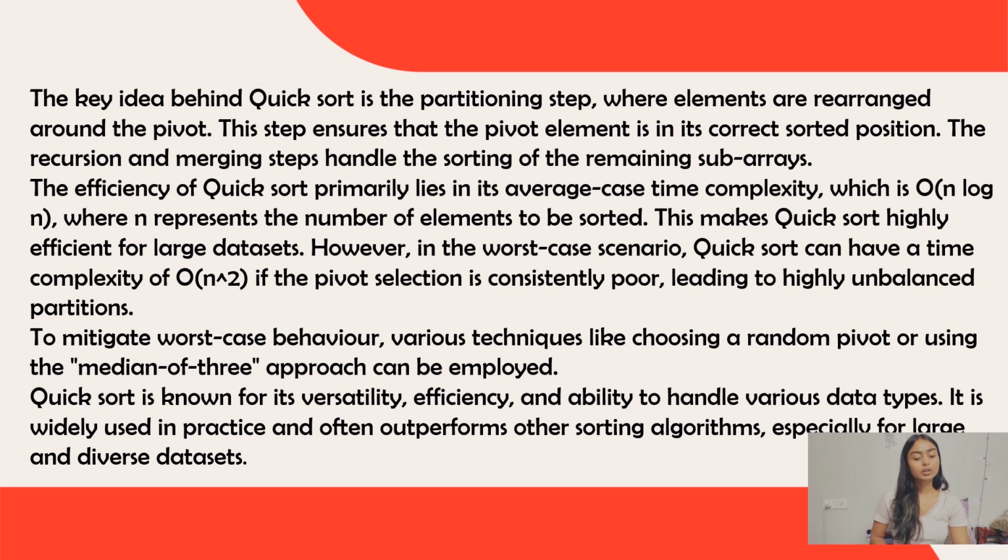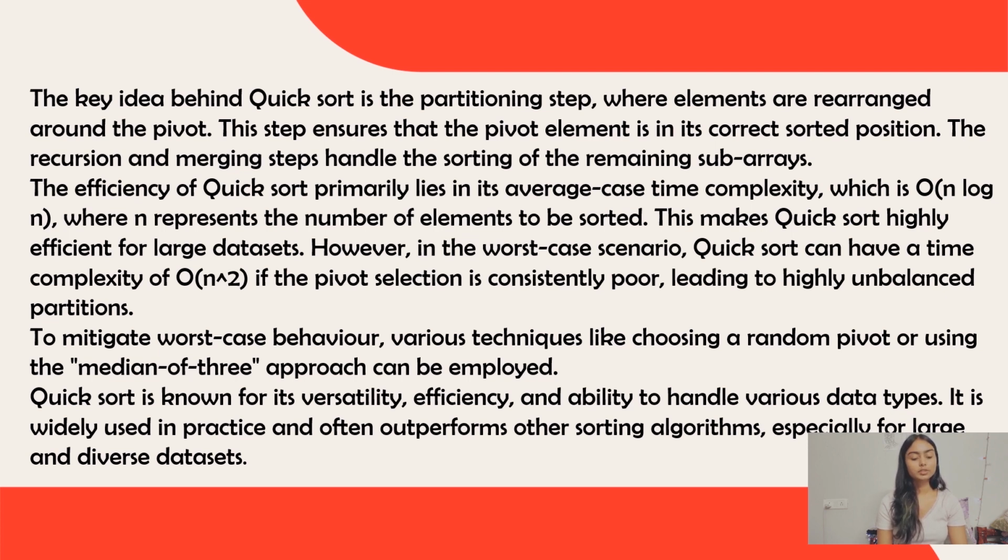The efficiency of QuickSort primarily lies in its average case time complexity, which is O(n log n), where n represents the number of elements to be sorted. This makes QuickSort highly efficient for large data sets. However, in the worst case scenario, QuickSort can have a time complexity of O(n^2) if the pivot selection is consistently poor, leading to highly unbalanced partitions.